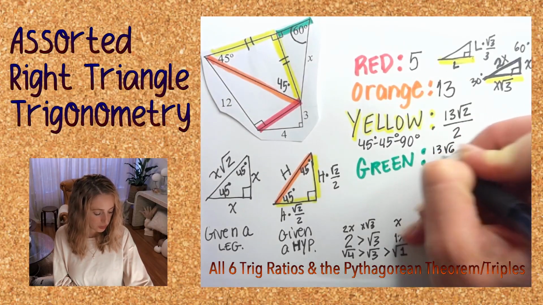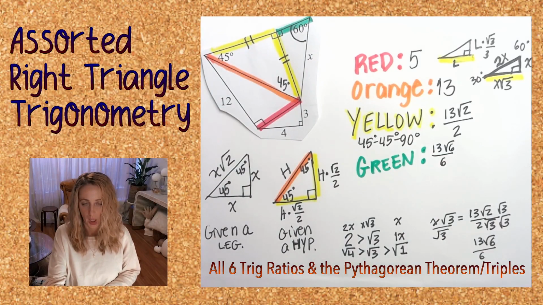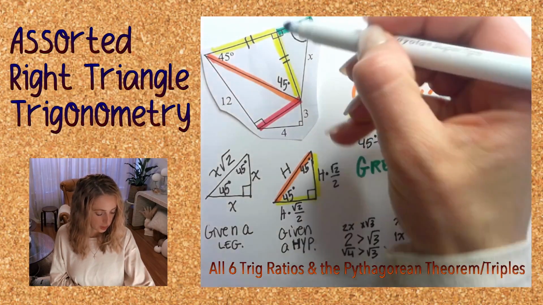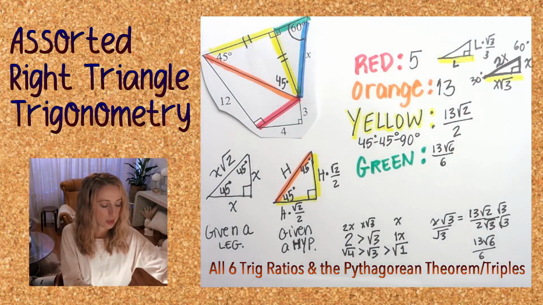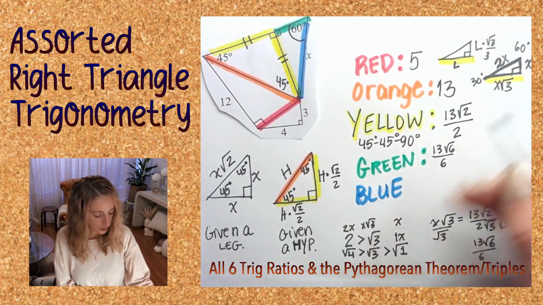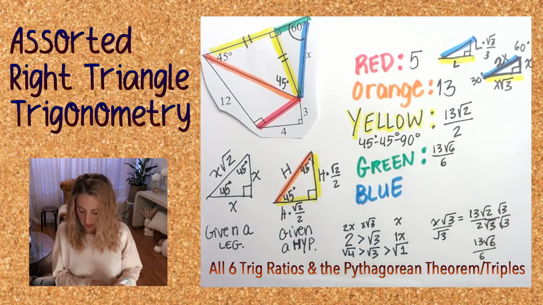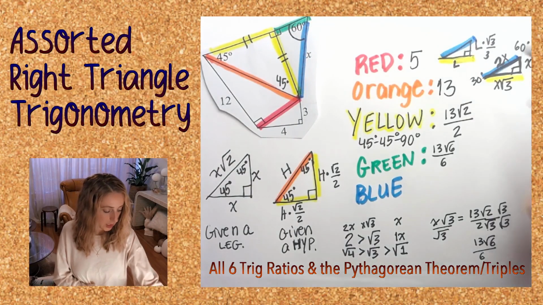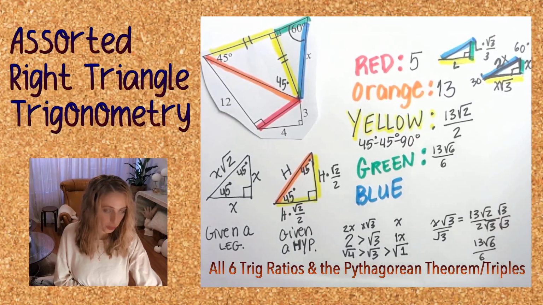13 root 6 over 6. And then last but not least, maybe I'm not going to add on. I did enough other examples in the other videos, guys. I don't feel like dragging this one out longer than it needs to. So last we have our blue side. And what is the blue? The blue is the hypotenuse in the 30, 60, 90. And I'm not going to look at it from that formula perspective, but more so from that one.